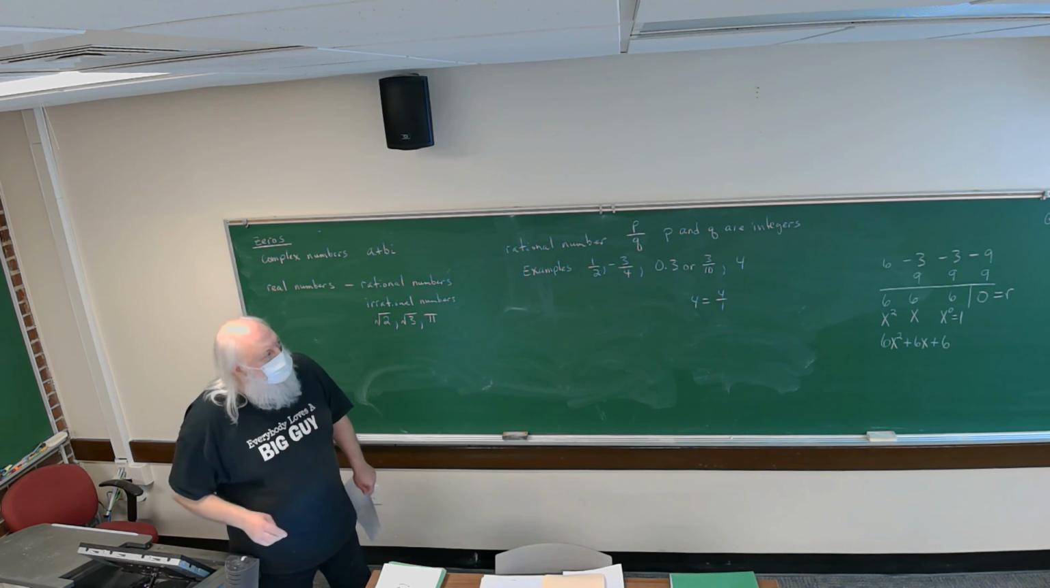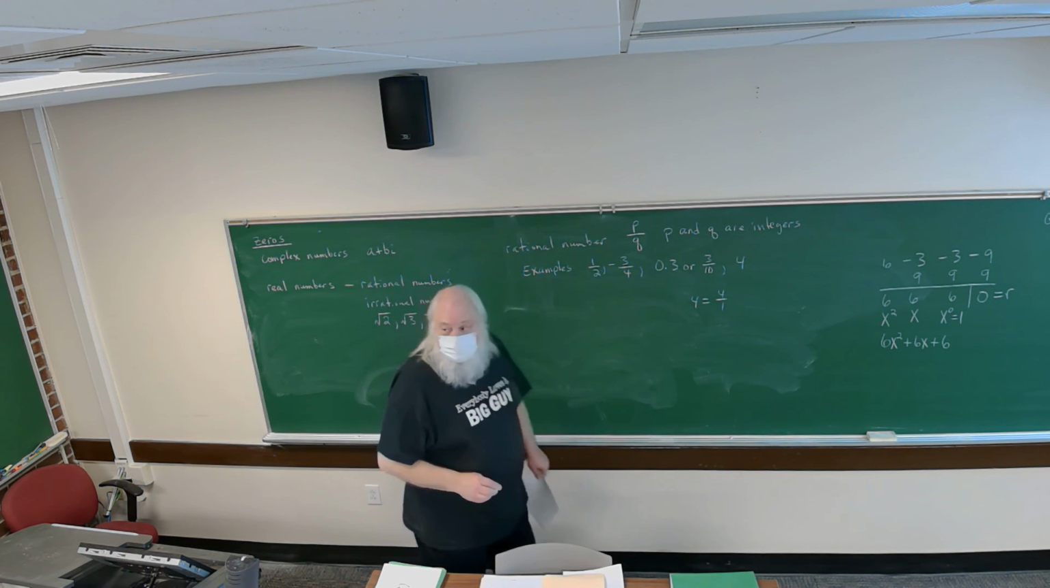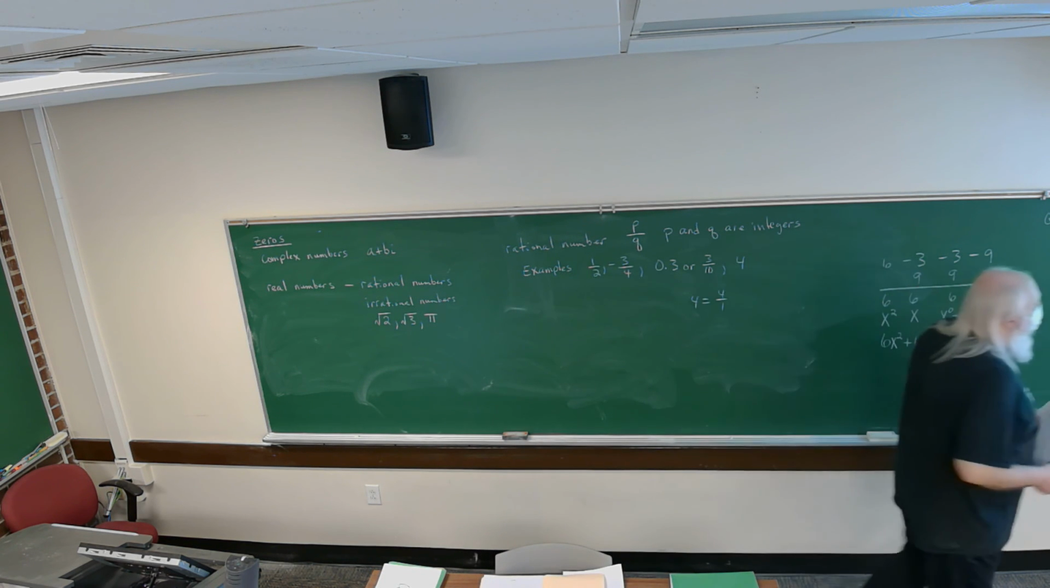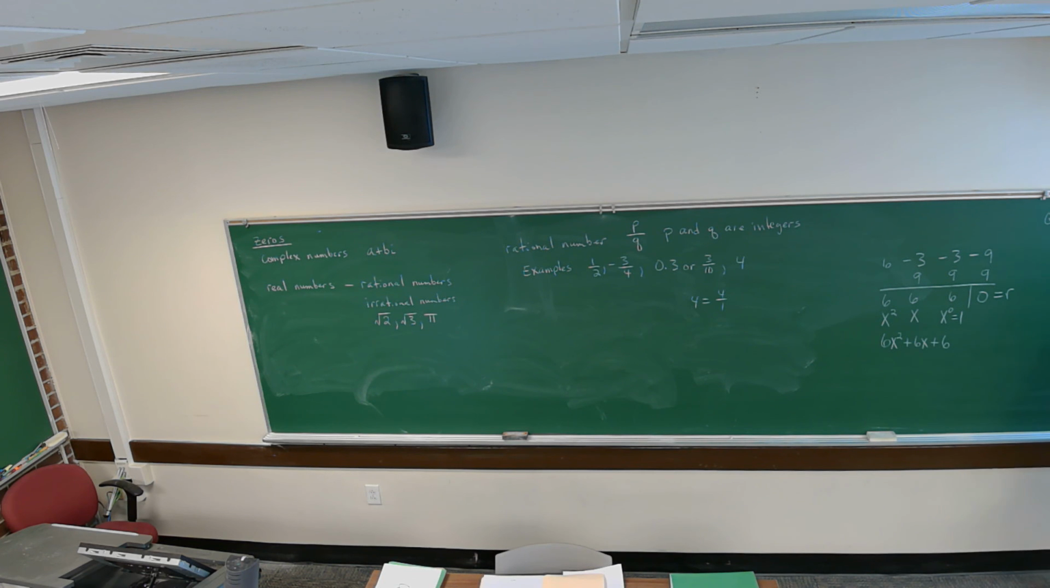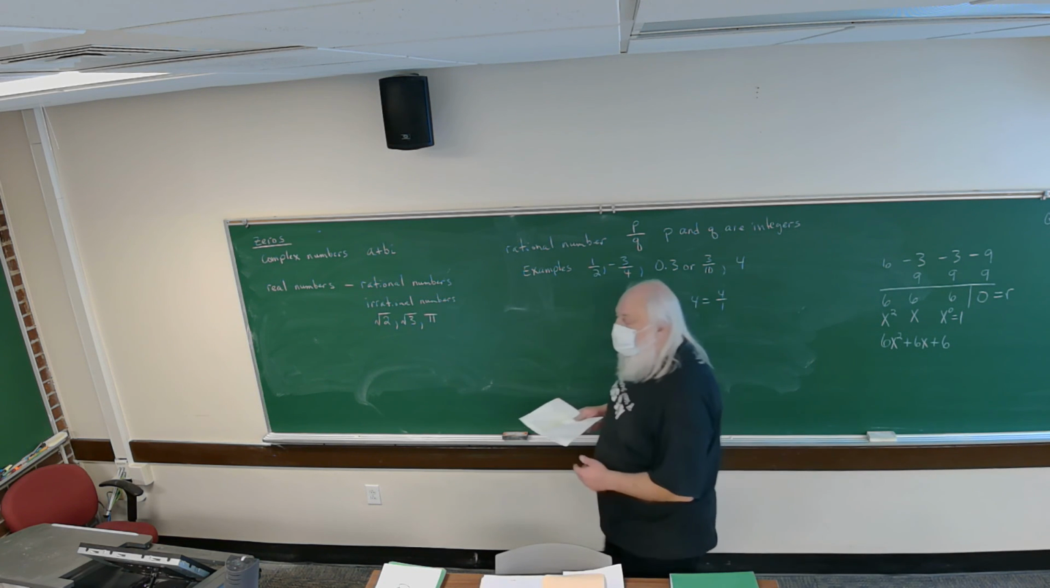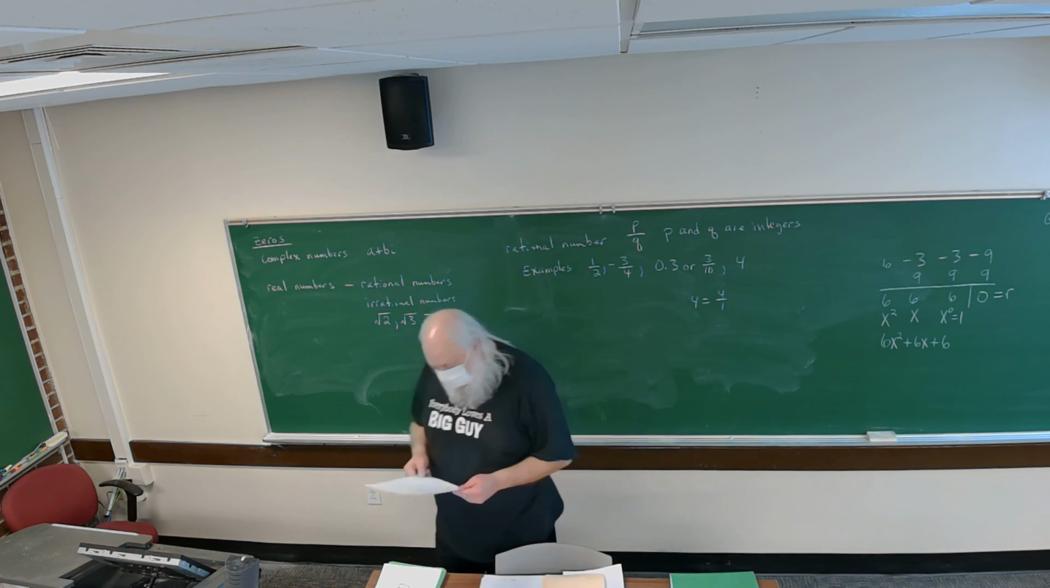And this section 3.4 has to do with finding the zeros of polynomial functions, where some of those zeros may be rational numbers. And that's what we're going to be dealing with in this section, starting tomorrow.